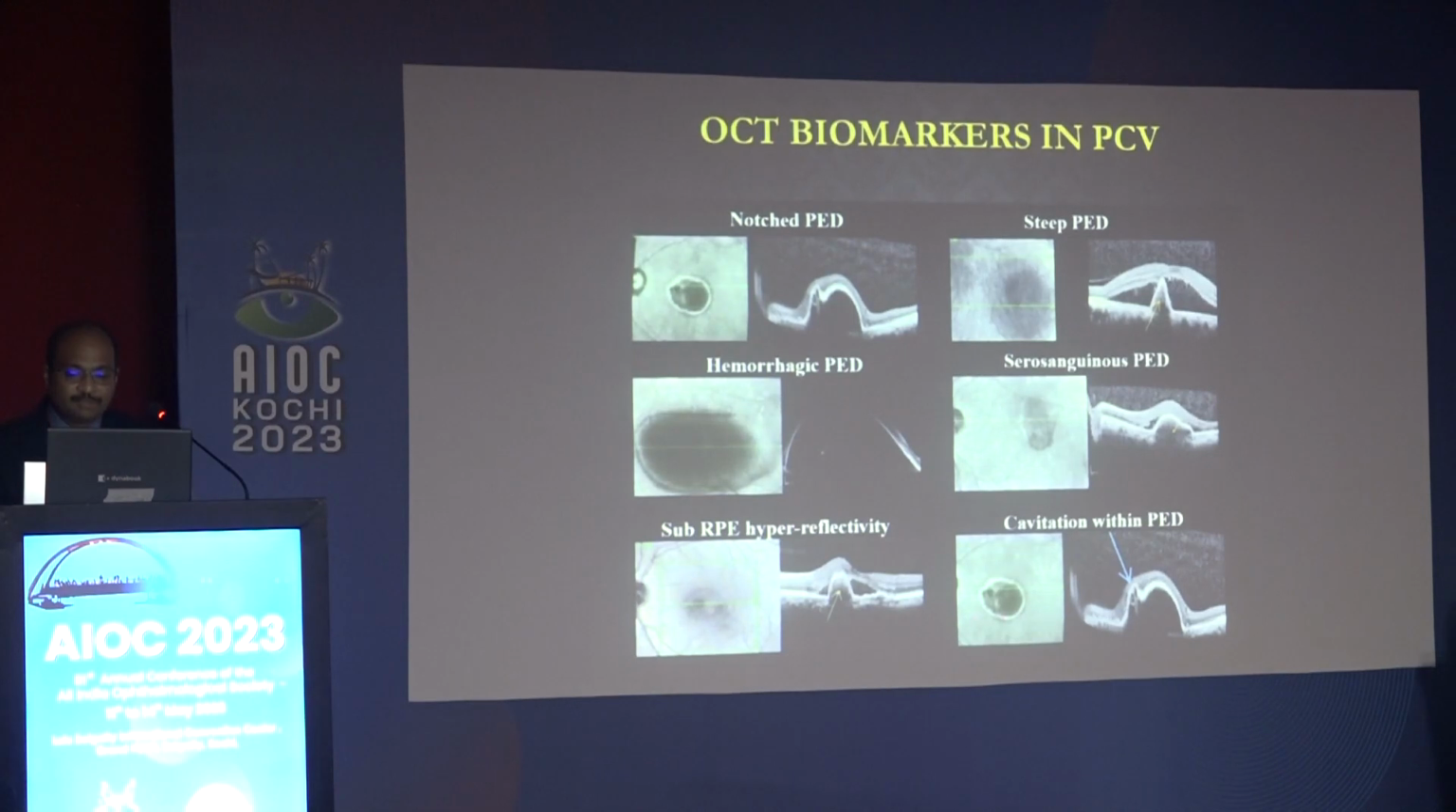So these are different types of PCV, notched PED. This is a kind of a sign. When you see that, you know that you're most probably dealing with a PCV. This is because there's a polyp under that, probably pulling that PED down and creating a notch there.